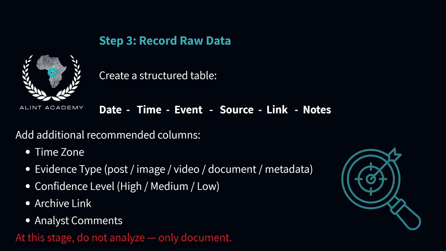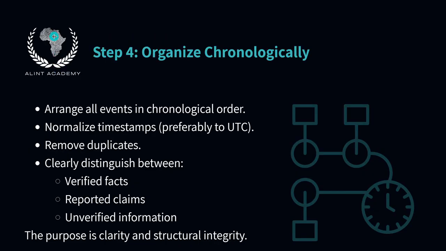Step 3. Record raw data. Next, we document everything in a structured table. Basic structure: date, time, event, source link, notes. Additional recommended columns: time zone, evidence type (post, image, video, document, metadata), confidence level (high/medium/low), archive link, analyst comments. At this stage, we do not analyze. We only document. Objectivity and accuracy are critical.